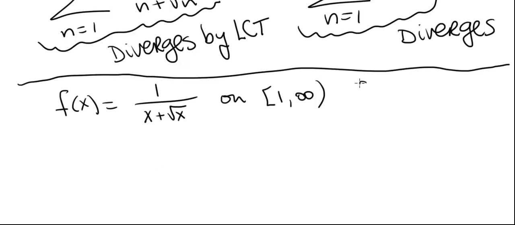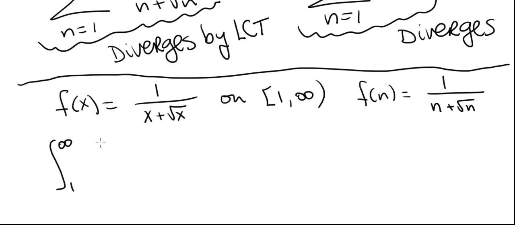If we plug in a positive integer into this function, we get the nth term of our series, 1 divided by n plus square root of n. So by the integral test, all we have to do is look at the improper integral from 1 to infinity of 1 divided by x plus square root of x. If this integral converges, so does the series, and if this integral diverges, then the series does as well. Well, let's evaluate this integral.